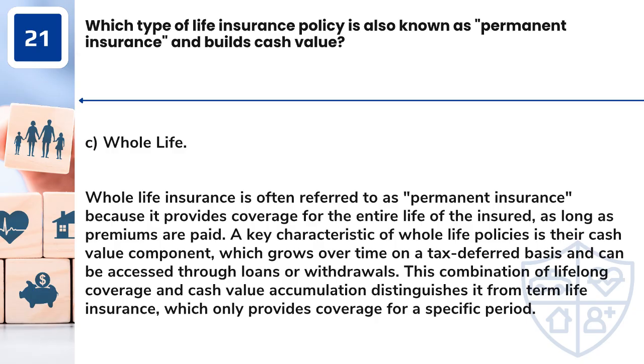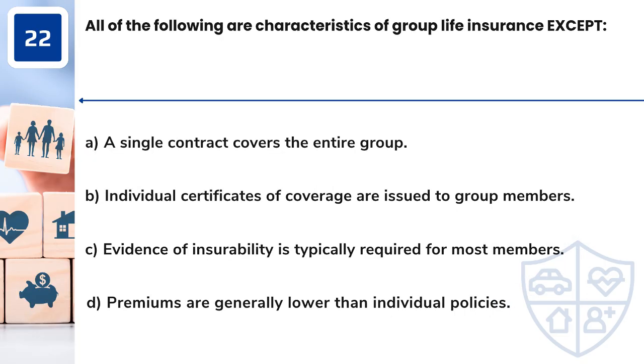Answer, C. Whole life. Whole life insurance is often referred to as permanent insurance because it provides coverage for the entire life of the insured, as long as premiums are paid. A key characteristic of whole life policies is their cash value component, which grows over time on a tax-deferred basis and can be accessed through loans or withdrawals. This combination of lifelong coverage and cash value accumulation distinguishes it from term life insurance, which only provides coverage for a specific period.